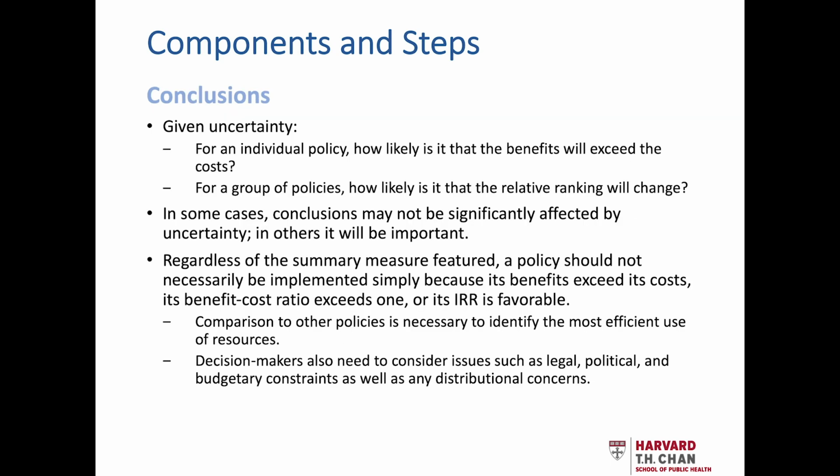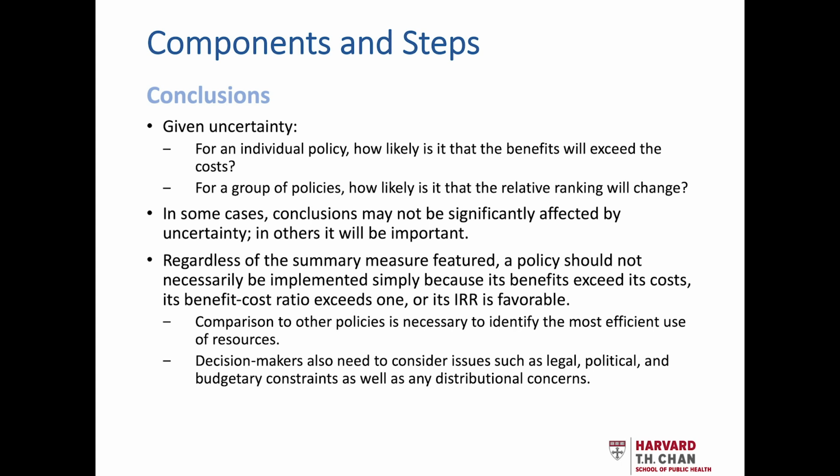So in conclusion, what are we trying to figure out here? Well, we know that there's always going to be uncertainty in our estimates. What we really want to do is provide some information on, for each individual policy, how likely it is that the benefits will exceed the costs and whether that exceedance will be large or small. For a group of policy, we want to provide some insights into how much that uncertainty affects the relative ranking.